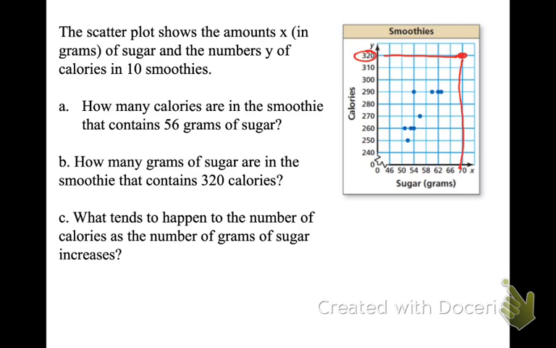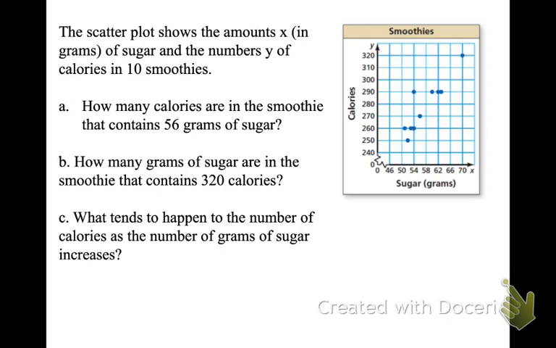Why does one that has 54 grams of sugar have 260 calories and one has 290 calories on the same thing? They're just taking different drinks, or, I don't know. It's real data, so it's not going to be exactly a line. Okay, so we have to remember that. That's good. Okay, and then the last question.